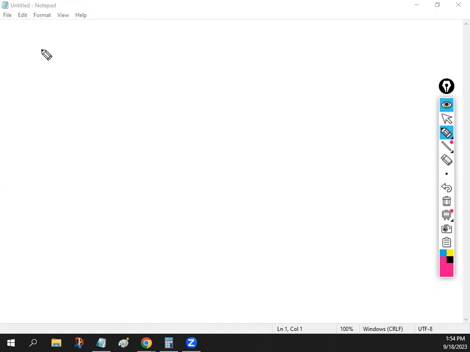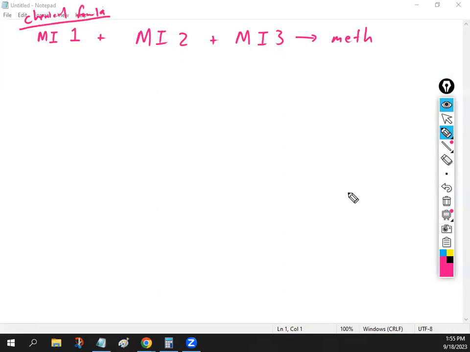Let's say, for example, meth has a lot of steps to make it, but let's just say it's one step, and it requires a bunch of ingredients. So we'll do meth ingredient number 1 plus meth ingredient number 2. And let's just say it takes 3 ingredients to make meth, and then that makes your meth. So this right here is going to be your chemical formula. Now, let's say that in order to make meth, you need 2 of these and 3 of these.